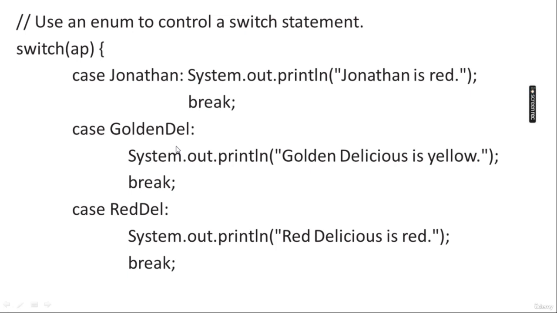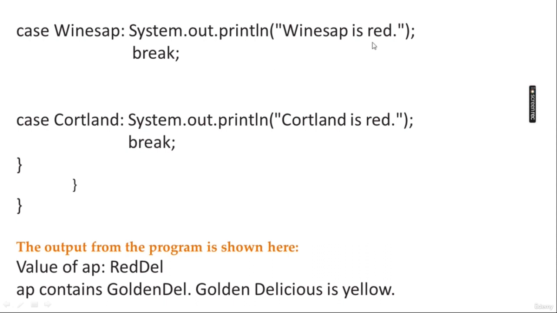Next we are using a switch case: case Jonathan, case GoldenDel, RedDel, and so on. Jonathan is red, Golden Delicious is yellow, Red Delicious is red, Winesap is red, Cortland is red. The output from the program is: value of AP is RedDel. AP contains GoldenDel. It was true, so it displayed this line.